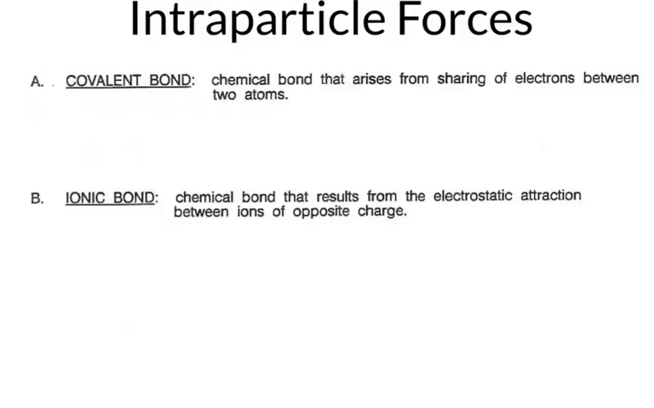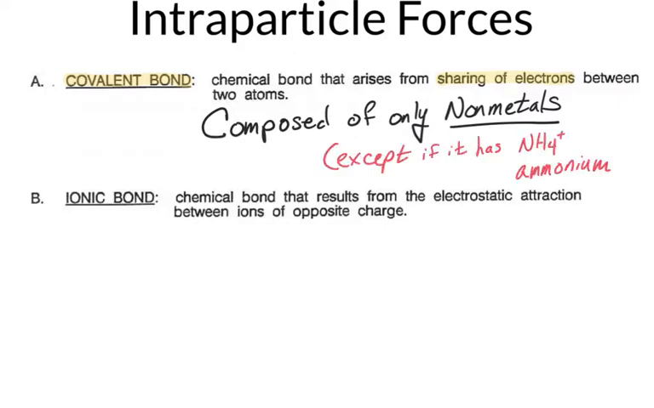As you should already know, a covalent bond is a chemical bond that arises from the sharing of electrons between 2 atoms. How do we know something has a covalent bond? Well, this is going to be a substance that is made up of all nonmetals. As long as there's nonmetals present and no metals, then we know that we have a covalent bond present as the type of intraparticle force. If we do have a metal or ammonium, we know that we have an ionic bond.